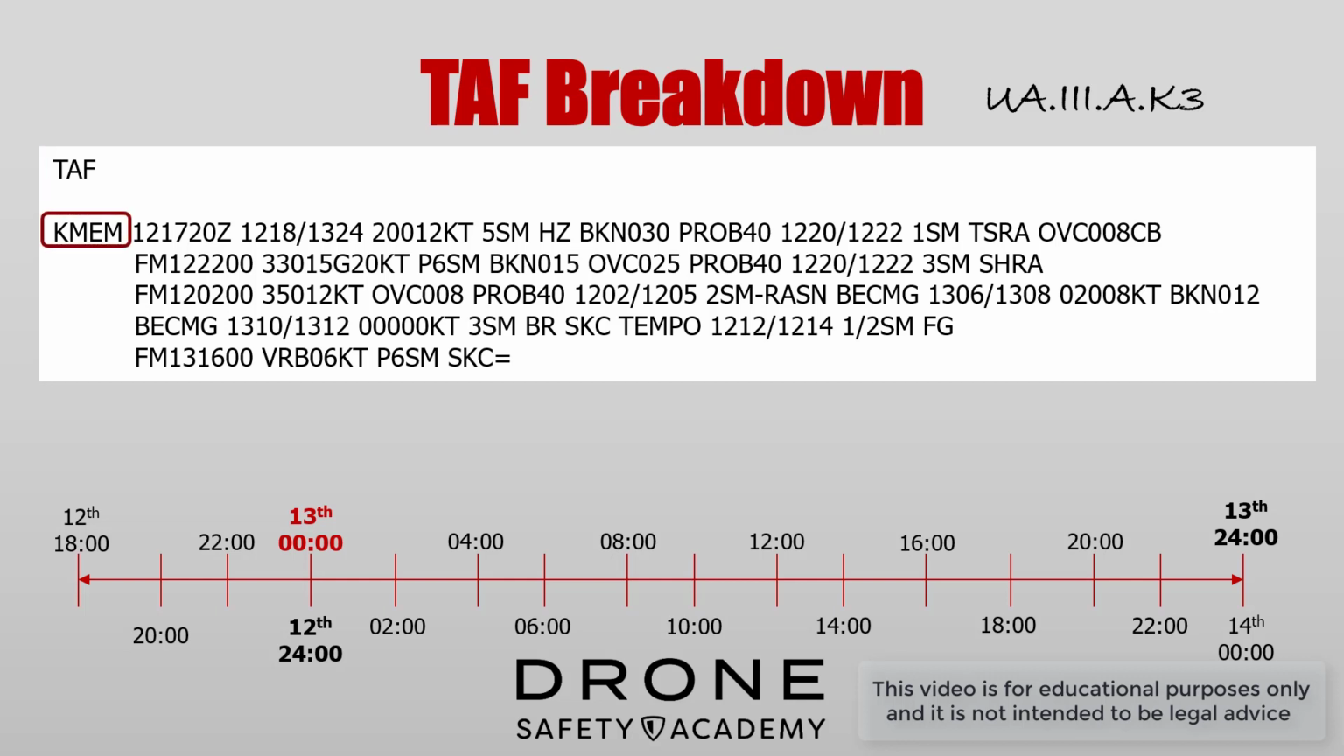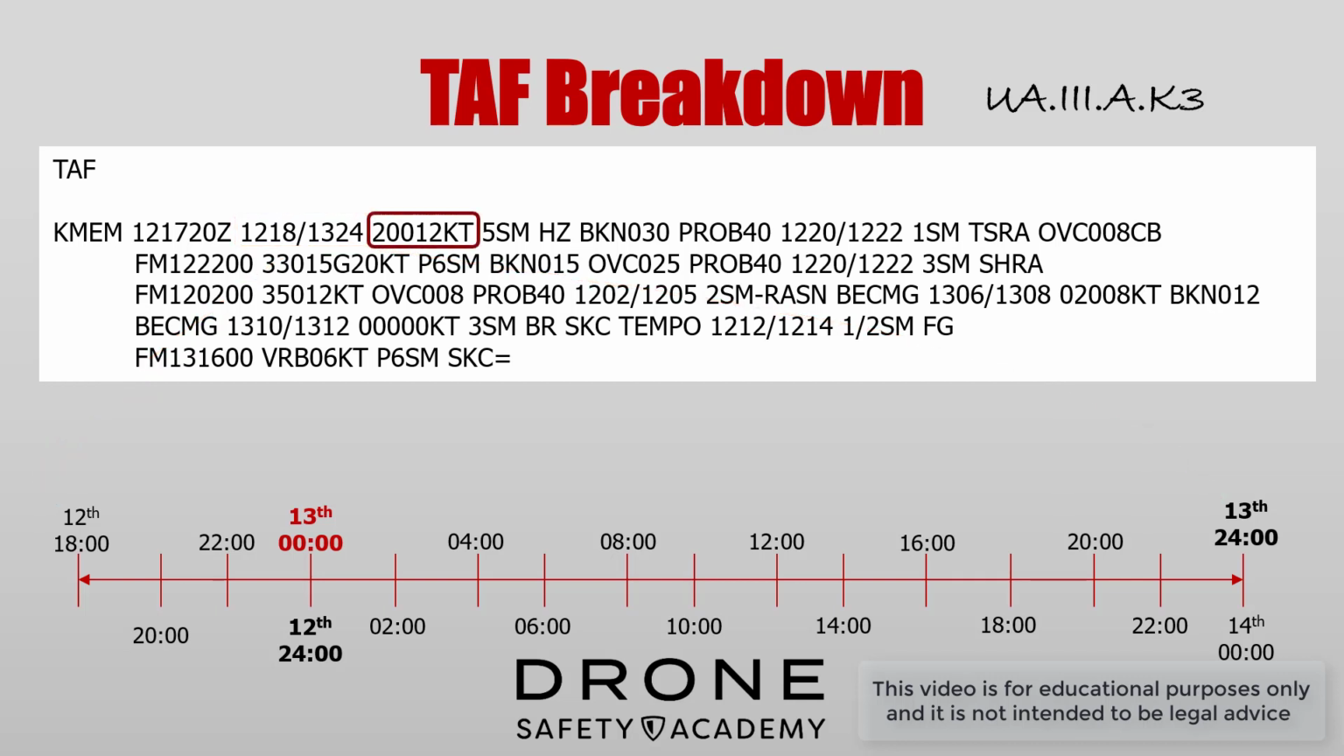Here we have the station identifier. The report was issued on the 12th day, 1700 hours, 20 minutes after the hour. Validation period is from the 12th day of the month, 1800 hours, to the next day, 13th day of the month, at 2400 hours, which makes this a 30-hour TAF forecast.